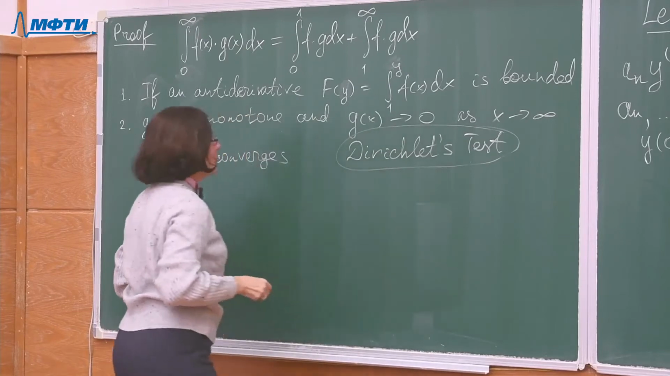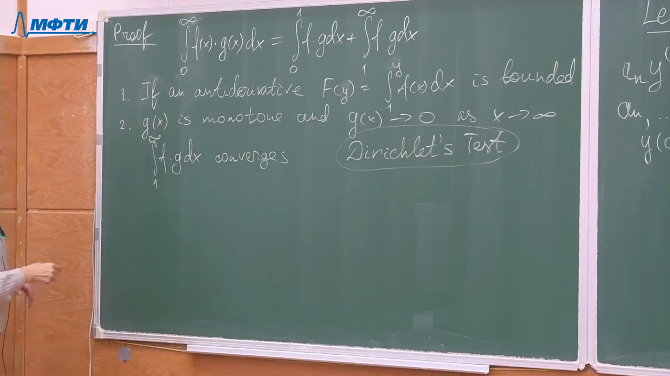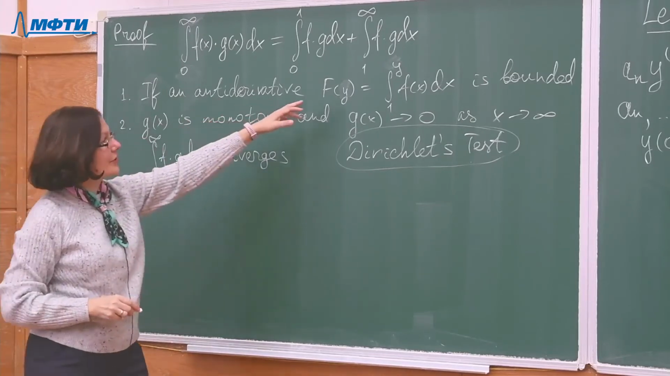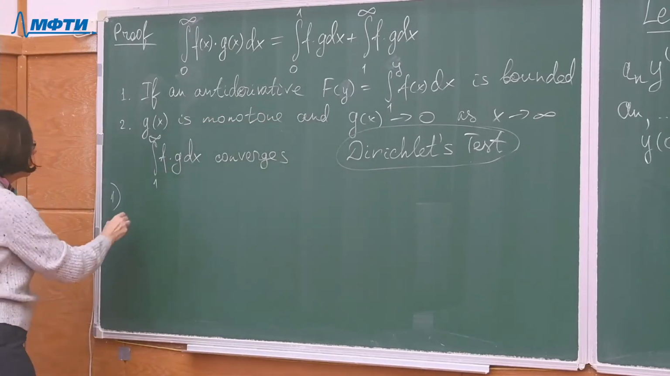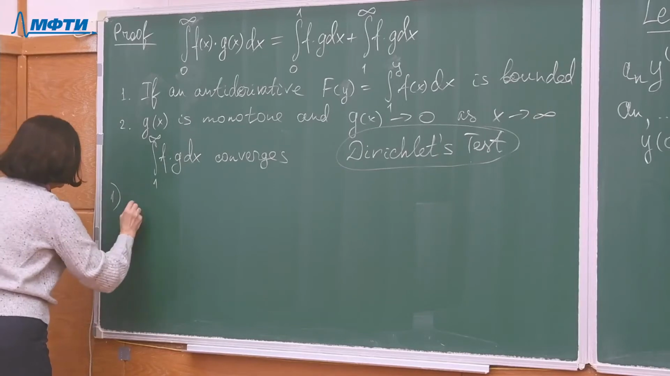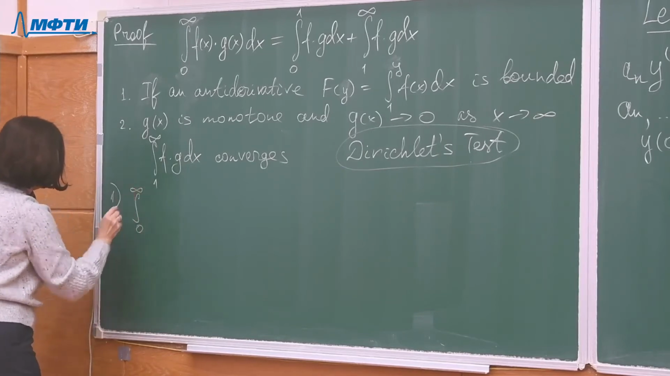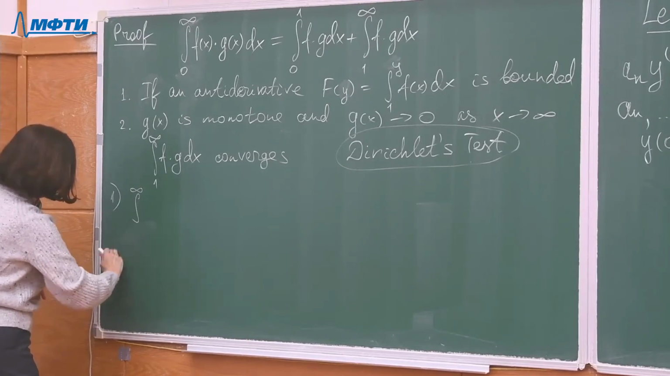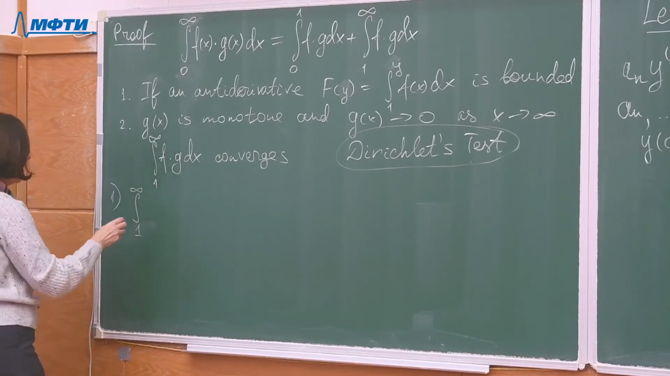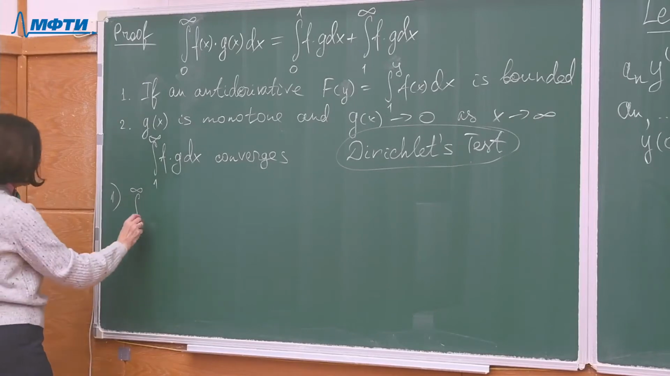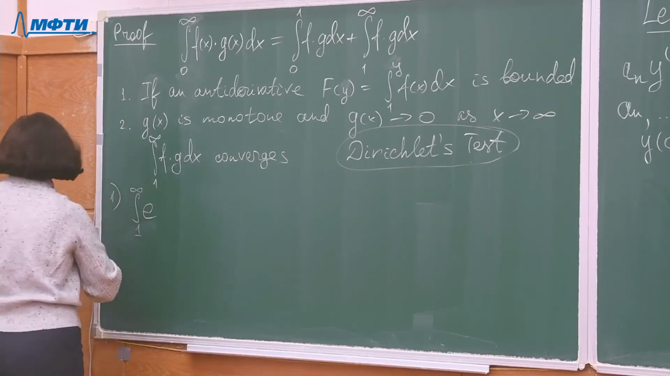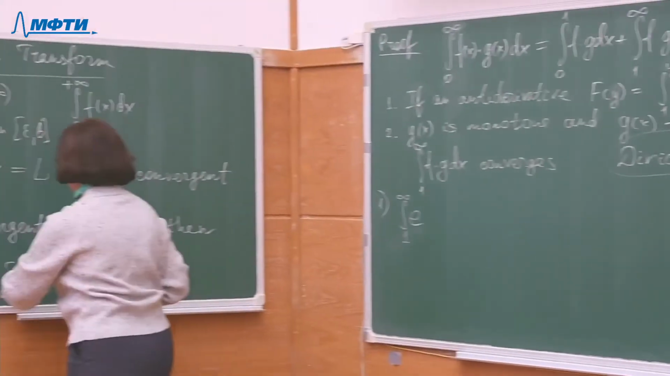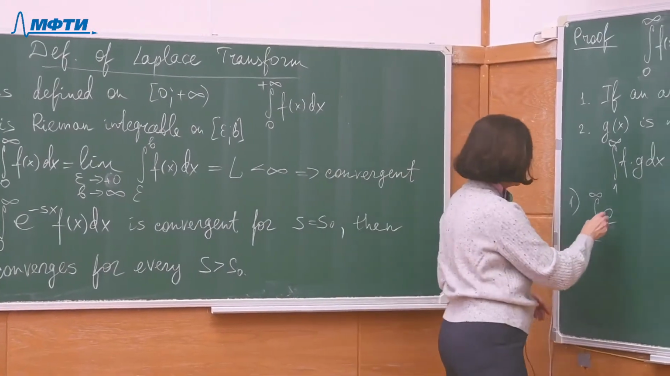And we can use it. In our case, let's try to use it. So first, we need to check that the antiderivative is bounded. The antiderivative of what? So we consider, let it be from 1 to infinity, maybe, this is the second part of the integral, e to, so we know that this integral is convergent for some value of s0.